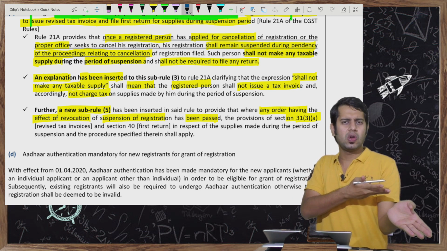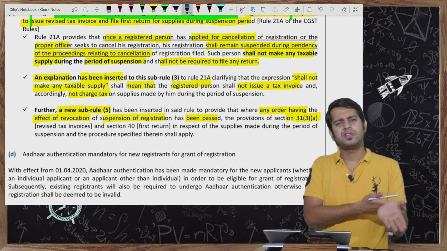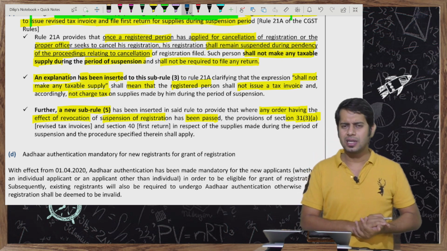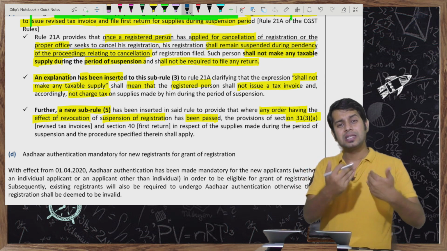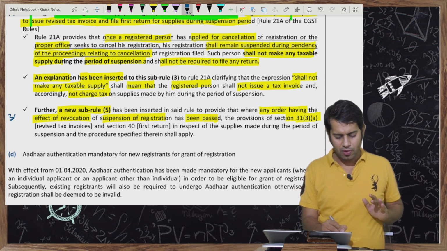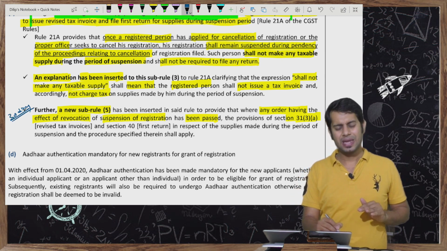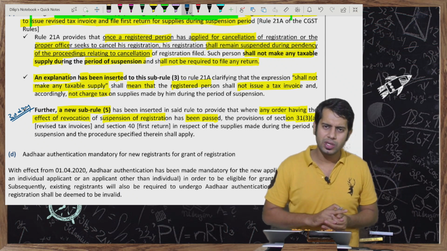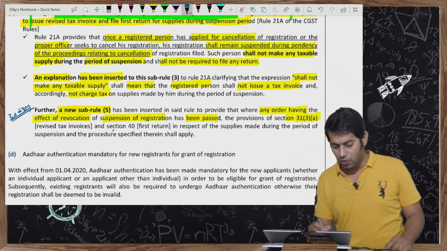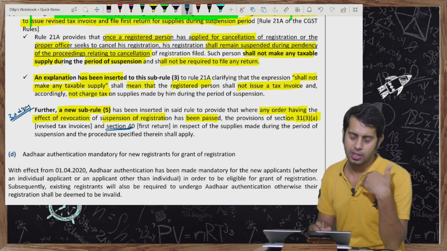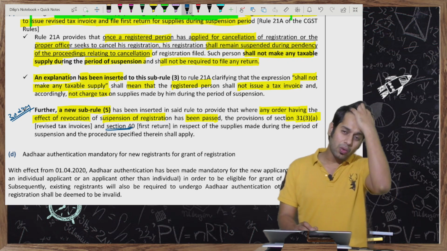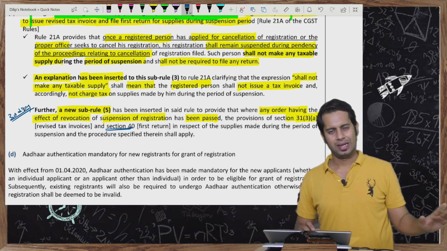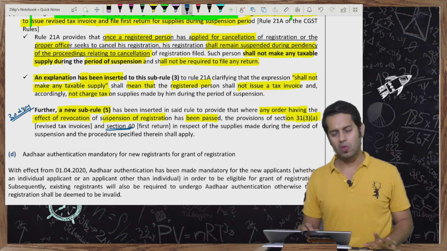Because of some reason he could not file the returns. Because of reasons which were not in my control, you have cancelled the registration, so please revoke my cancellation. I have applied for revocation, and within 30 days my registration is revoked. The officer has revoked the cancellation. Now, because the cancellation has been revoked, the cancellation order is treated as null, it is no more valid.